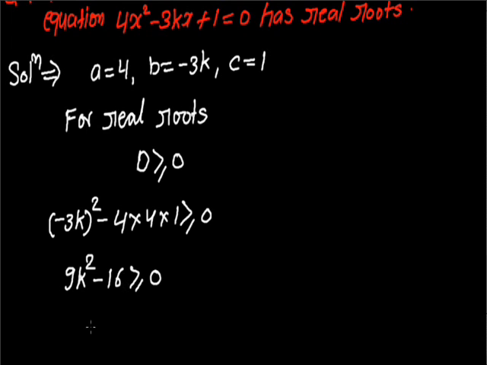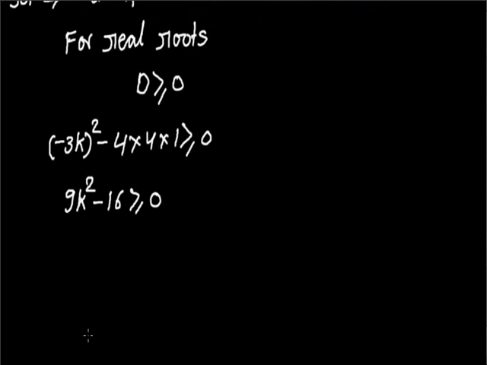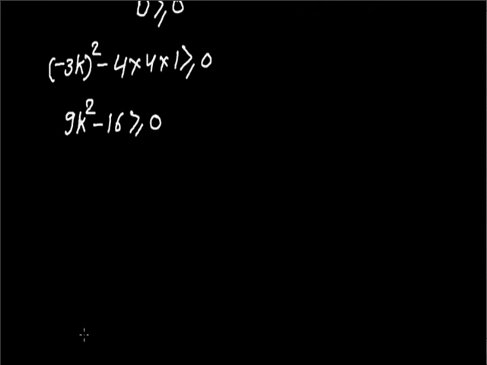From here, if we factorize this, it is in the form of a² - b², so we can use the identity (a + b)(a - b). So we can write it like this: (3k + 4)(3k - 4) ≥ 0.